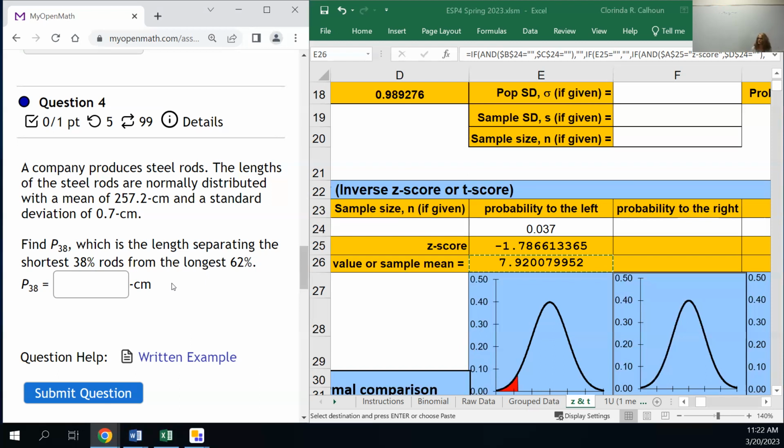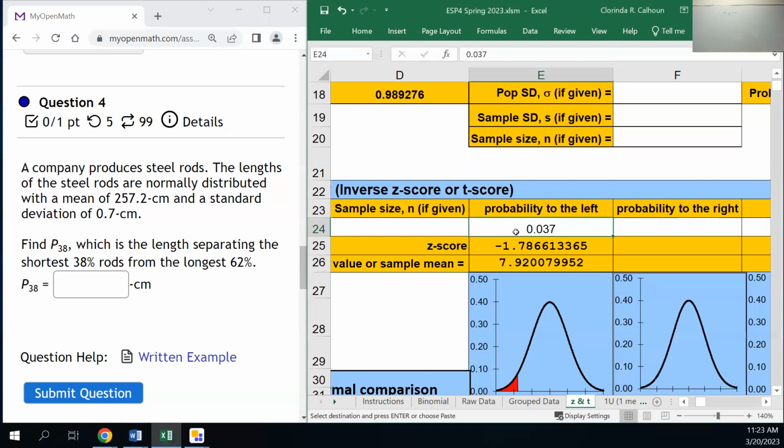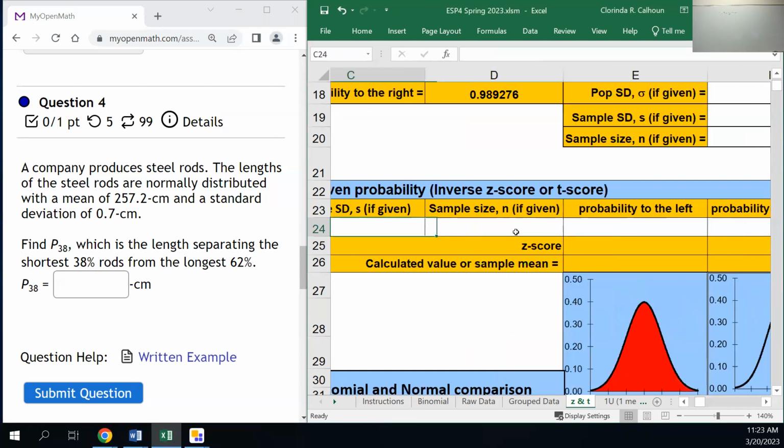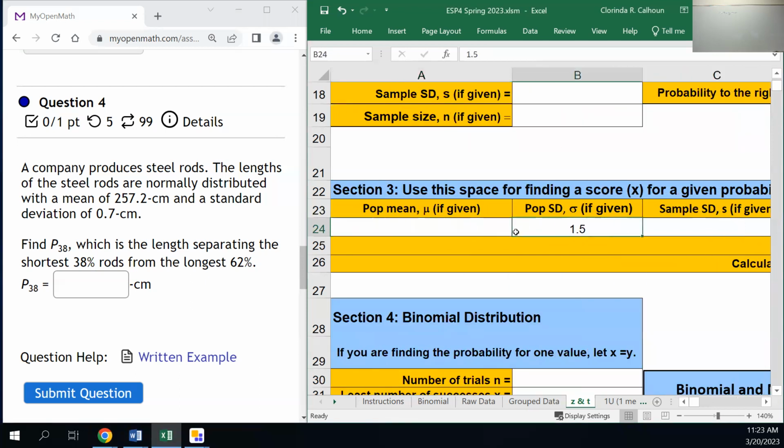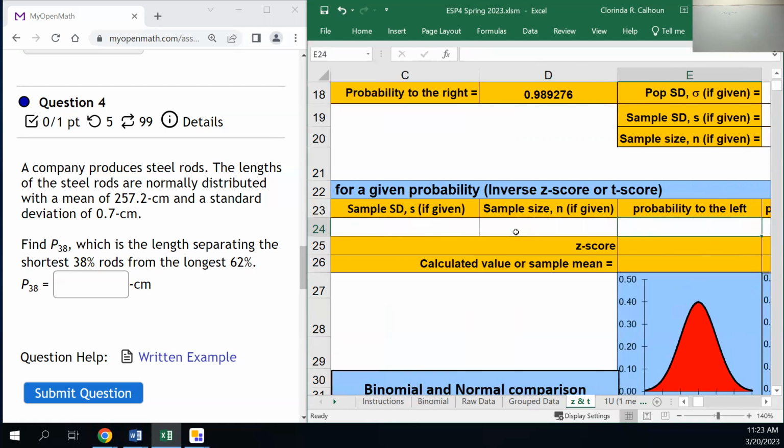What I want you to pay attention to is the P with the little subscript. Use that little subscript, make it a decimal number, but use that little subscript in your probability to the left. Okay, we are finding the value. That's what we're looking for. So type in your mean. This is section 3. Type in your mean and standard deviation. And percentile is probability to the left. And we're looking for the value.